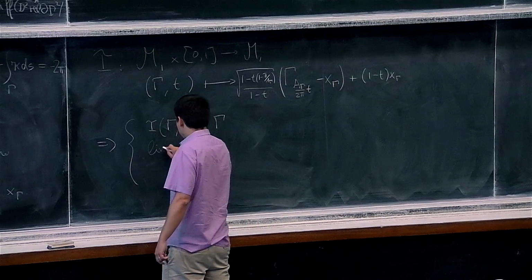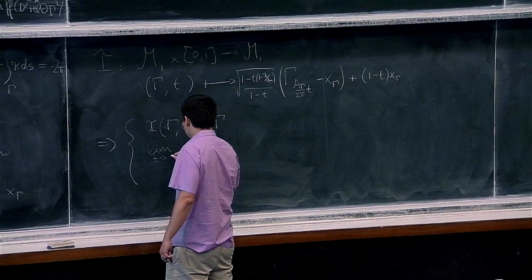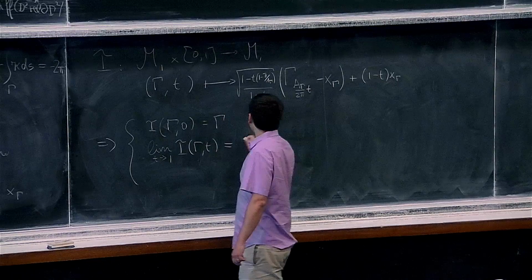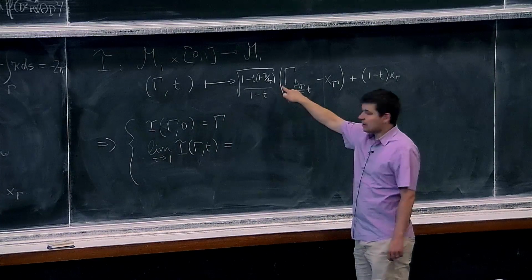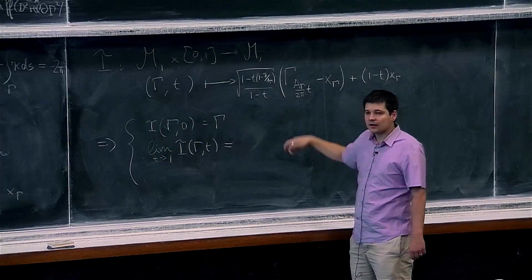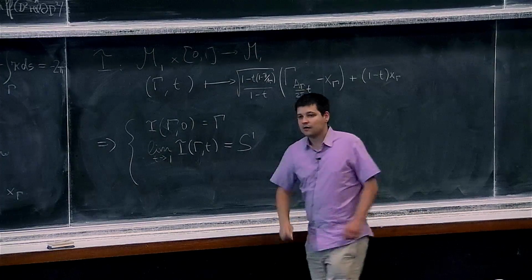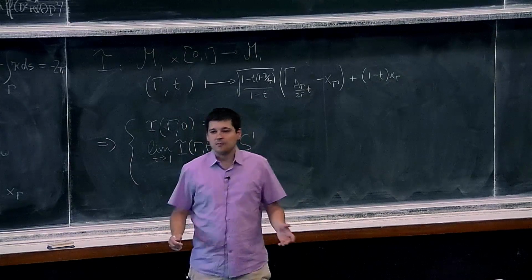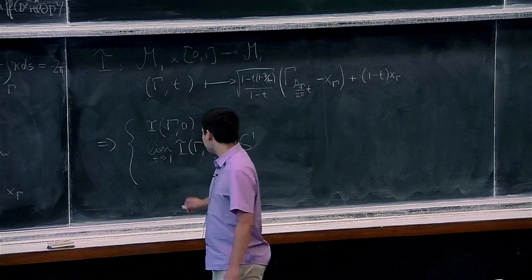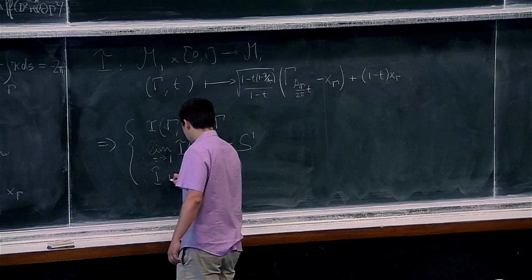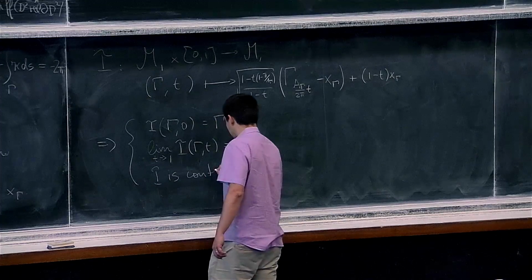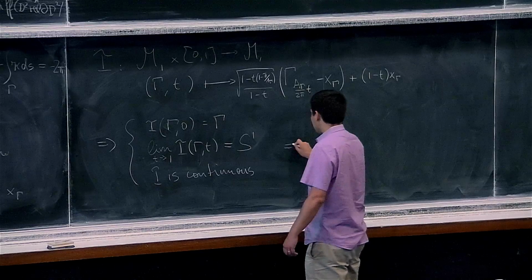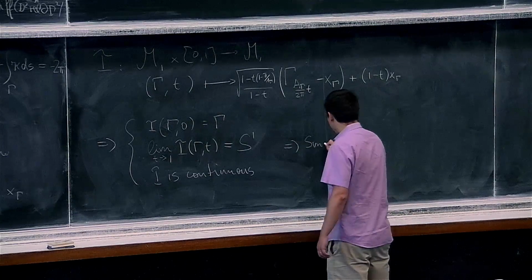Then the limit as t goes to 1 of I of gamma comma t, by Grayson's theorem, is this rescaled thing here. So that's the round unit circle. And then, since the curve shortening flow depends continuously on the initial data, this map I is continuous. And this proves Smale's theorem.